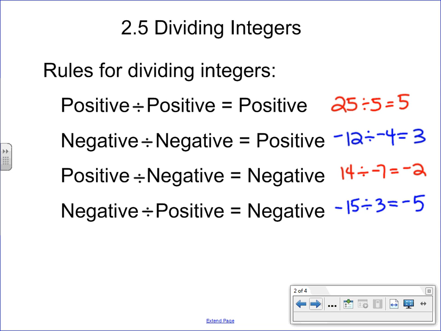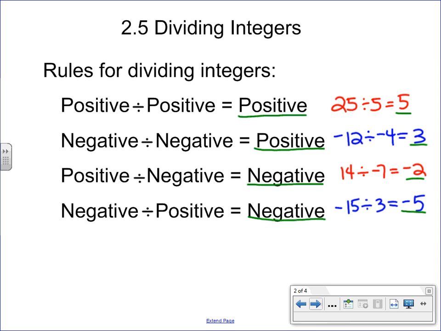So if you look, positive divided by positive is positive. That's a positive number. Negative divided by negative is also going to be positive. We have a positive number. Positive divided by negative is negative. And there we have a negative 2. Here we have a negative divided by a positive is a negative. And that answer is a negative also.